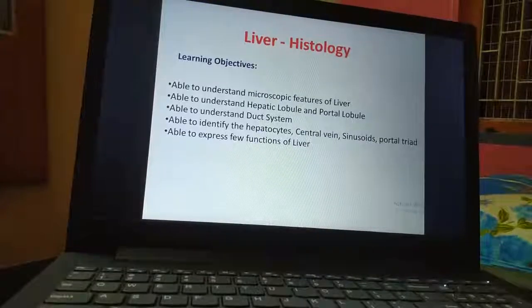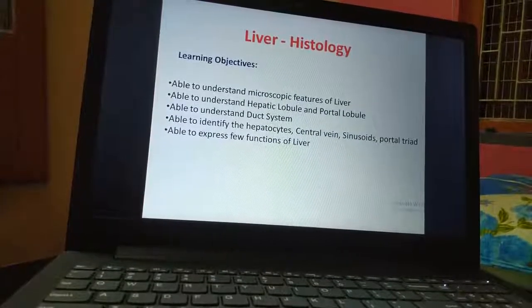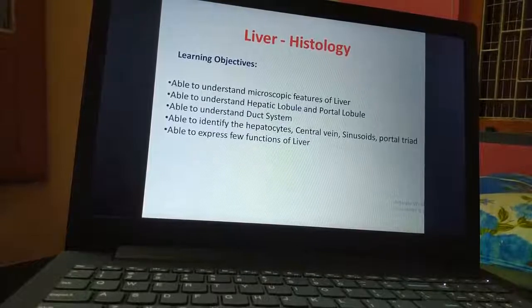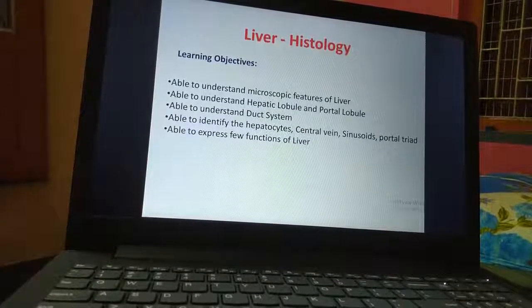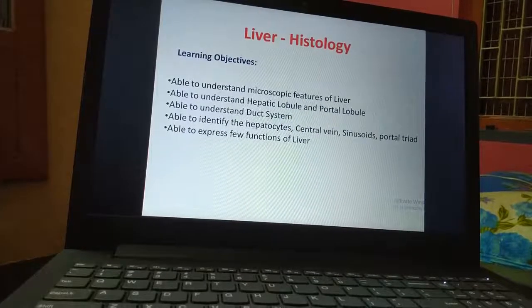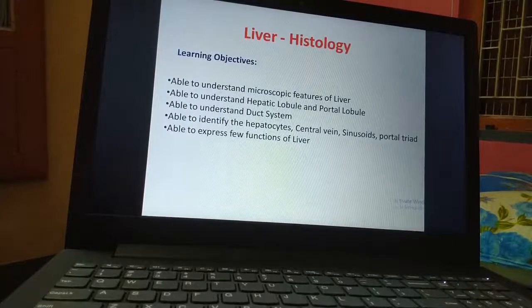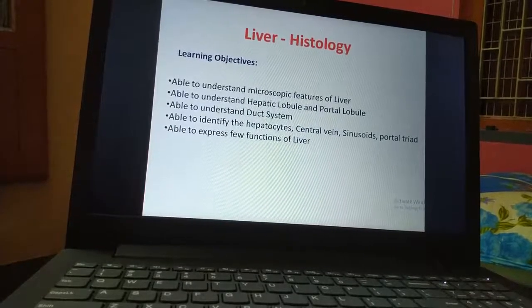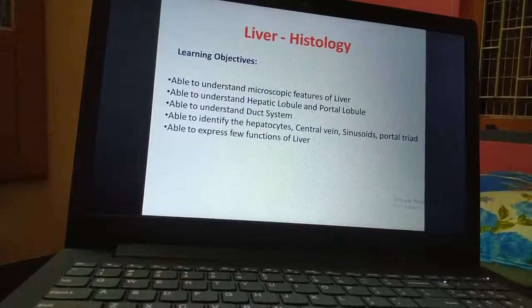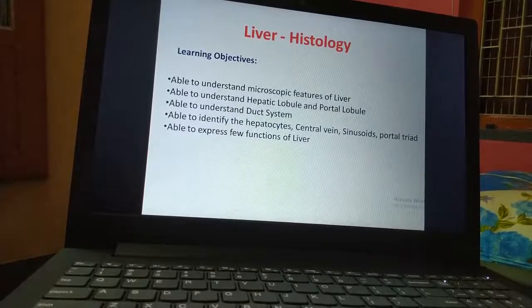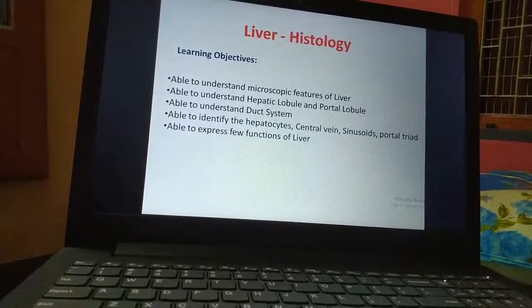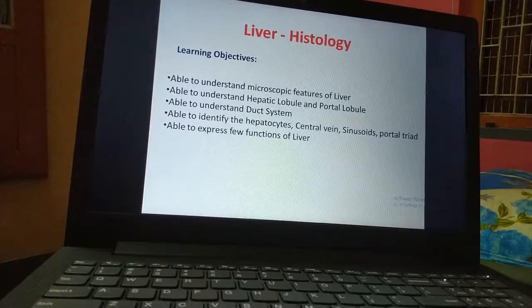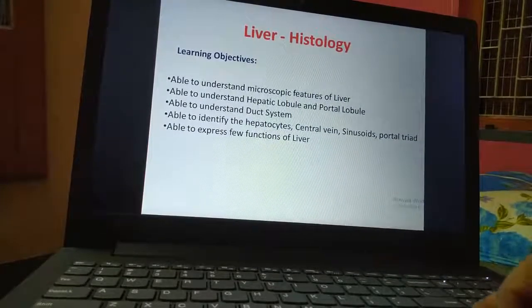Good morning students. Today's topic is liver histology. The learning objectives of this lecture are: to understand the microscopic features of the liver; to understand the hepatic lobule and portal lobule; to understand the duct system; to identify the hepatocytes, central vein, sinusoids and portal triad in hematoxylin and eosin stained liver slides; and to express a few functions of the liver.